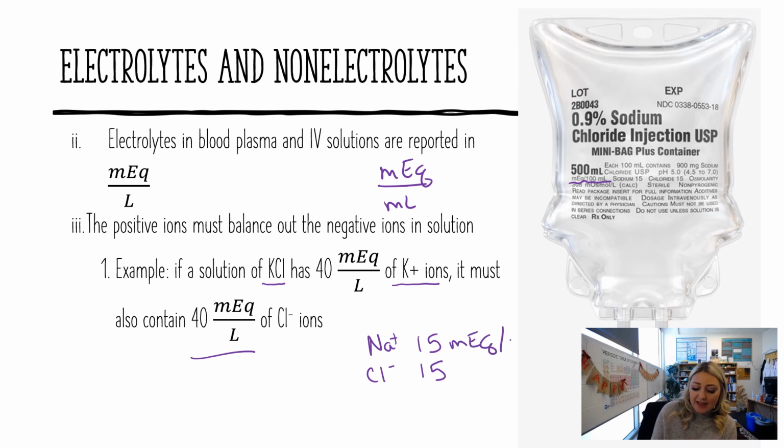So our IV bag already told us that this was milliequivalents per milliliter. So our IV bag follows this rule that whatever you have in terms of positive ions has to equal what you have in terms of negative ions.